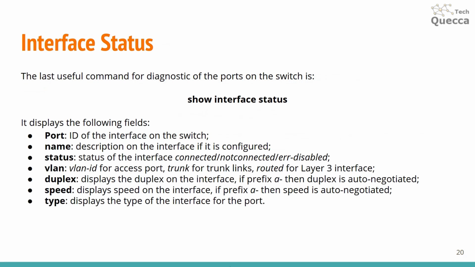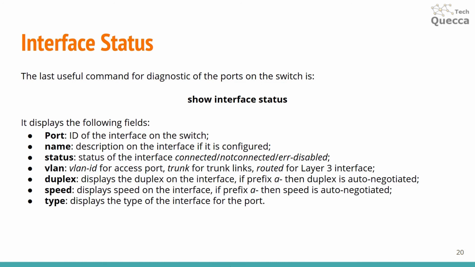And the last useful command for diagnostics of the ports on the switch is show interfaces status. This command displays the following fields: port, which is the ID of the interface on the switch; name, the description of the interface if it is configured; status of the interface: connected, not connected, or err-disabled; VLAN ID for access ports, trunk for trunk links, routed for layer 3 interfaces; duplex displays the duplex on the interface.